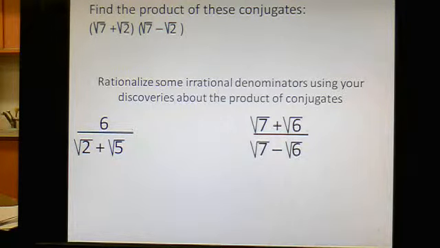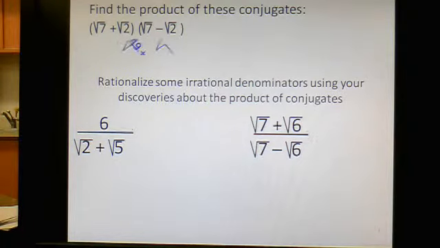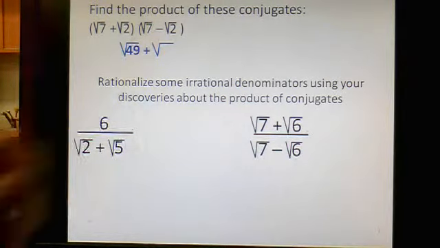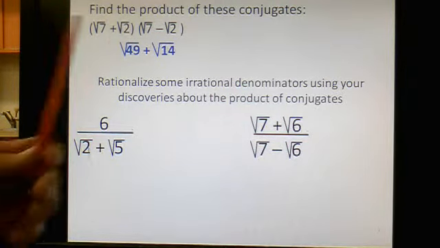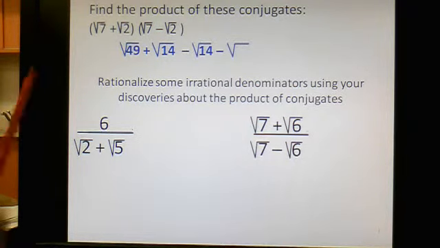All right, guys. The bottom two problems here are asking you to recall what you learned about conjugates yesterday. You're welcome to do the shortcut on this, but I'm not going to show the shortcut. I'm going to show this as FOIL. Rad 7 times rad 7 is 49. Rad 7 times negative rad 2 is negative rad 14. Multiply these two, you get rad 14, or negative rad 14. Rad 2 times rad 2 is rad 4.